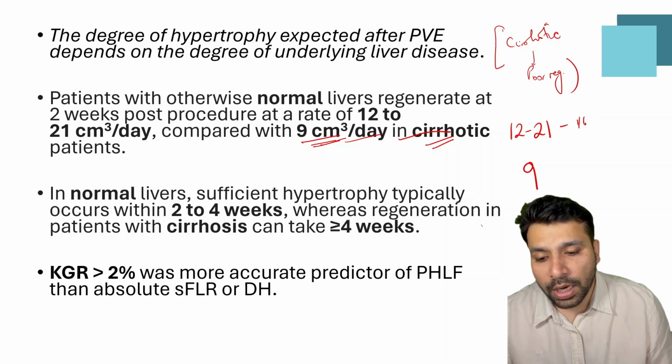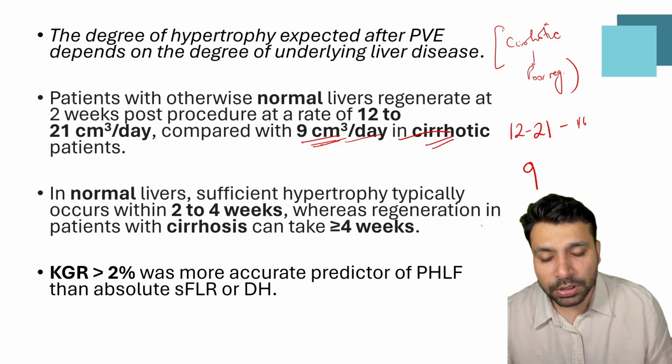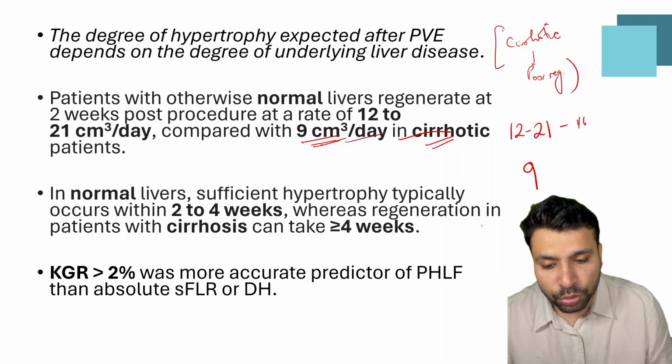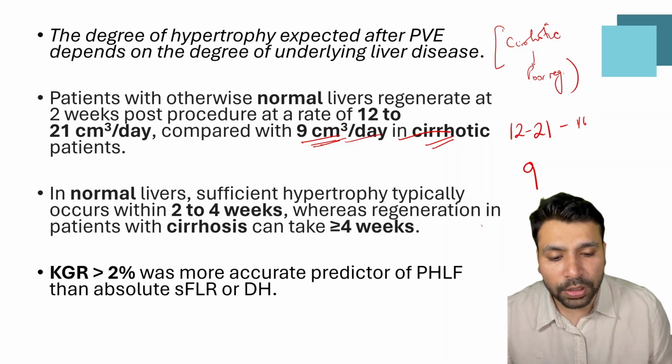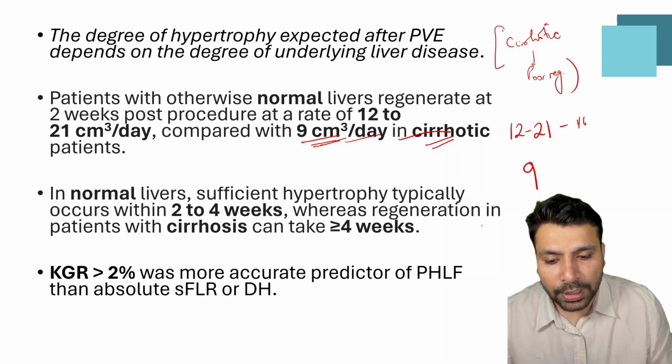Okay. And kinetic growth rate is also a term which has been described, and remember this value 2. A kinetic growth rate of more than 2 is a more accurate predictor of PHLF than SFLR or degree of hypertrophy. So kinetic growth rate is very important. Kinetic growth rate is nothing but the percentage of hypertrophy over time. This time is mostly in weeks.